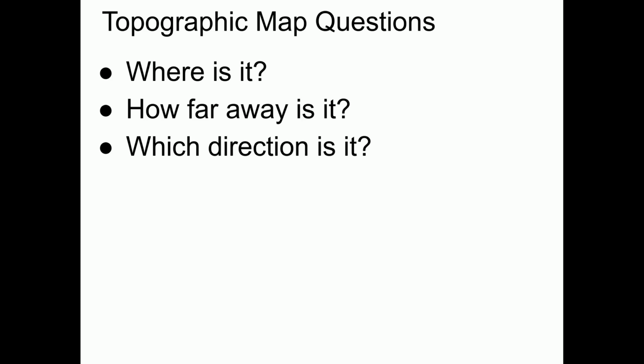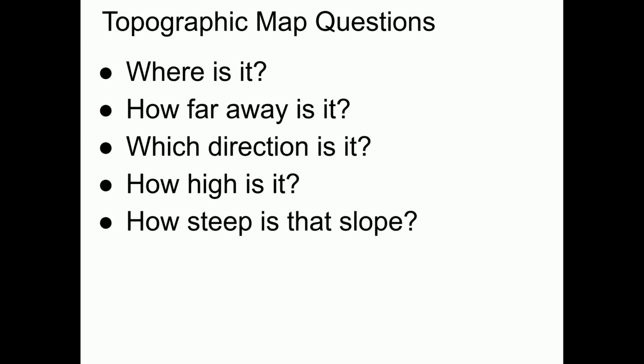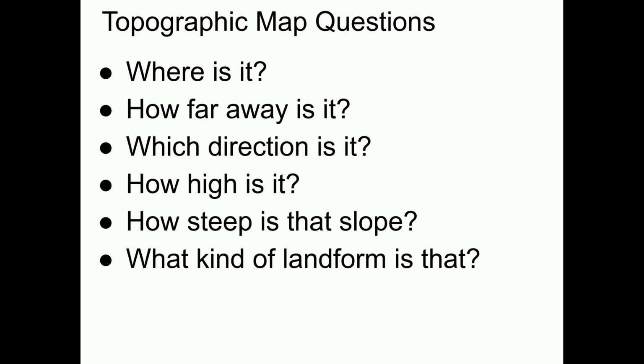Which direction is it? This will be from 0 to 360. North is 0 and 360, south is 180. I'll talk about how to find direction and use the compass rose to find directions. Azimuth just means which direction. Bearing just means which direction. Azimuth, bearing, direction, they're synonyms. How high is it? This will be elevation in feet. How steep is that slope? There's two ways. What kind of landform?